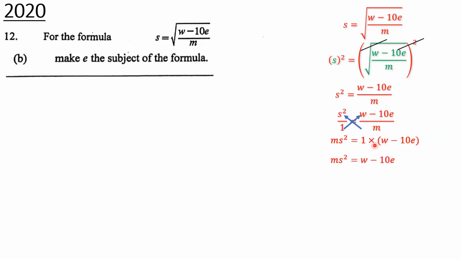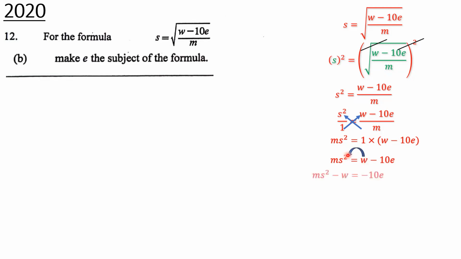But what is 1 times w minus 10e? Well, it's w minus 10e, because the quantity multiplied by 1 is the quantity itself. Remember, our goal is to isolate e. We want e to be by itself. But the problem is we have w on this side. We need to send the w over the equal sign.